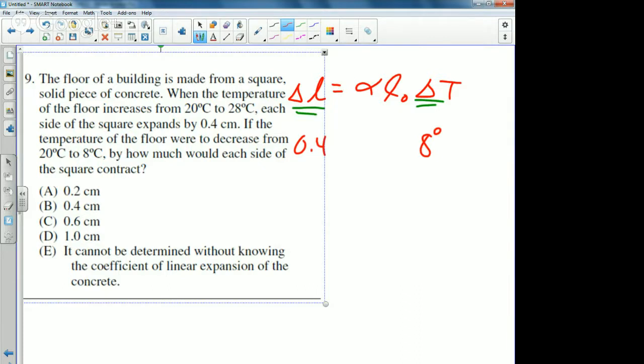But if the temperature of the floor were to decrease from 20 degrees to 8 degrees Celsius, now there's a delta T, and even though it's a negative delta T, of negative 12 degrees, it's going to be directly proportional to that. How much is it going to shrink by now? Well, it increased by 50%, so it'll shrink by 0.6 centimeters. Okay? So even though we don't know what alpha is, nor do we know what the original length is, it doesn't matter. Because as long as you remember that the change in length is directly proportional to change in temperature, it works out.